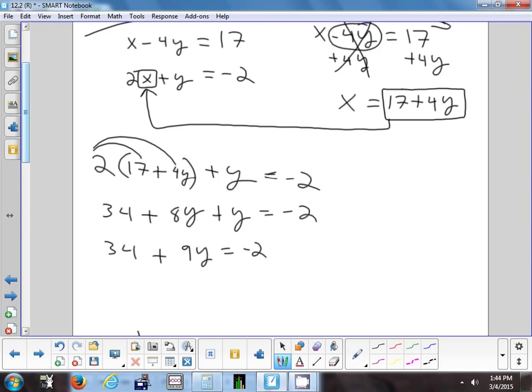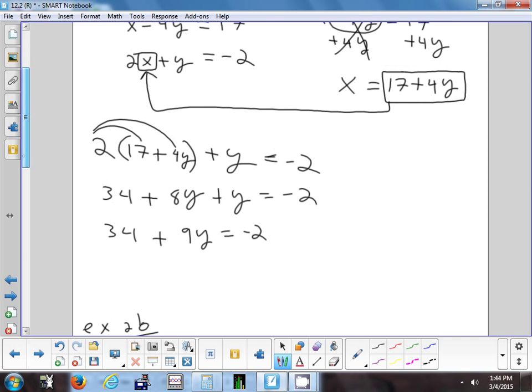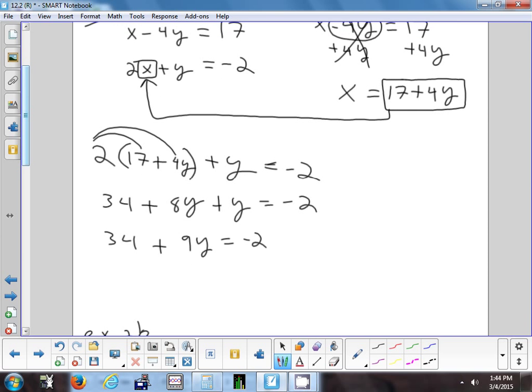I've got two steps left to get y by itself. Okay, Joe. Yeah, we're going to subtract 34 from each side. Ben, what's negative 2 minus 34? Good, negative 36. Now we're down to our last step, and then we're going to have y. Divide by 9 on both sides. Careful. Y equals negative 4.